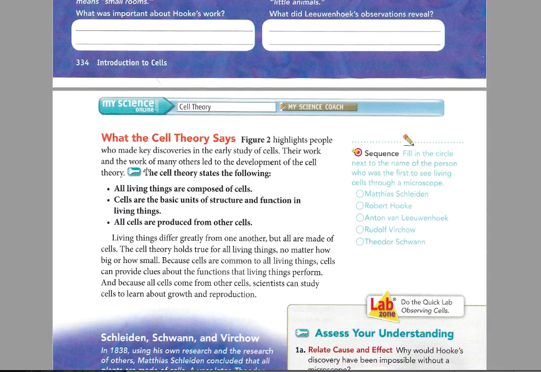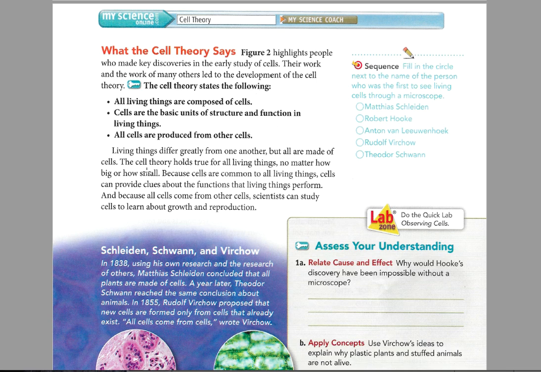All right, so what the cell theory says, and this will be required, boys and girls, that you learn and know by the end of unit test. Figure 2 highlights people who made key discoveries in the early study of cells. Their work and the work of many others led to the development of the cell theory. The cell theory states the following. All living things are composed of cells. Cells are the basic units of structure and function in living things. All cells are produced from other cells.